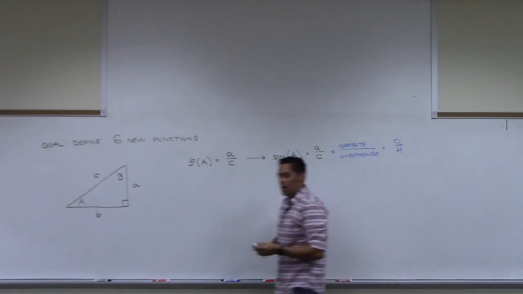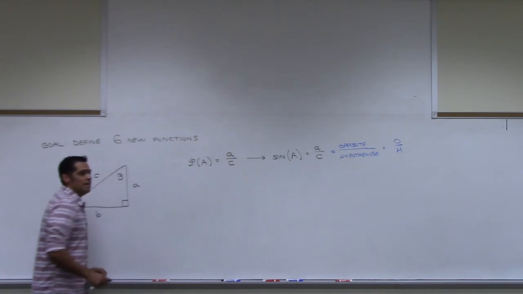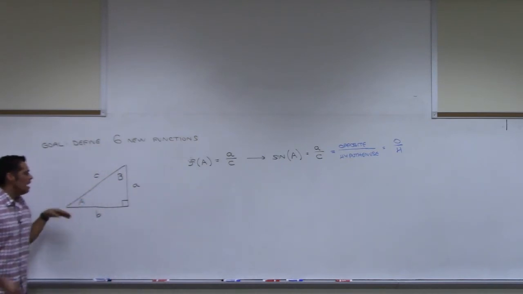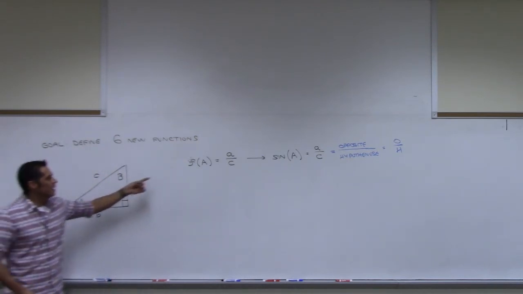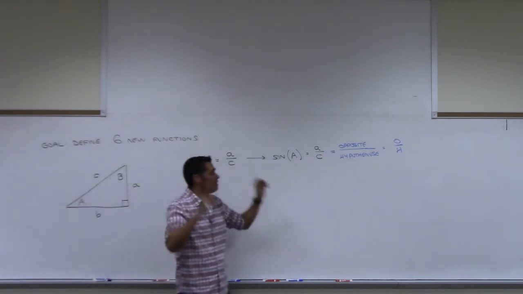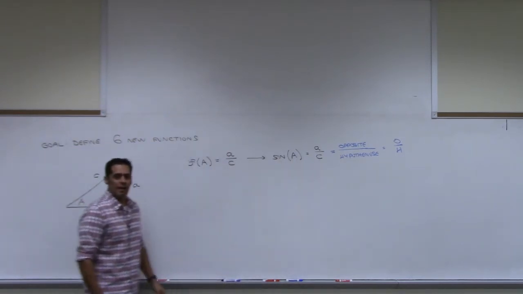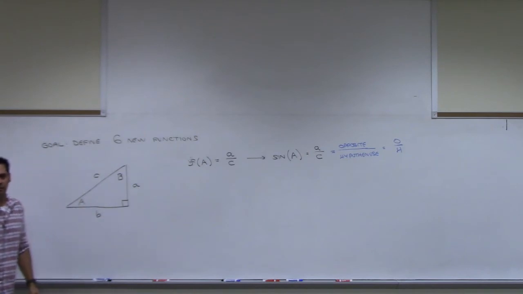Okay. All right, so I just decided that if we draw a right triangle, I'm going to define a function f and call it this relationship, and then we have a special name for it called sine. All right, that's one of the 6.